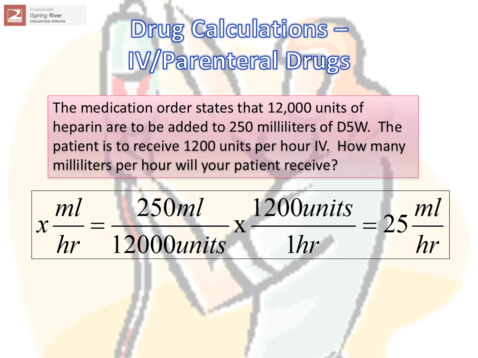So we're going to put units on top to cancel out. How many units? Go back to your problem. 1,200 units. That's the other place that has units. And what's connected to that? 1,200 units per hour, so 1 hour is connected to that. Our units cancel out. We end up with milliliters on top and hours on the bottom, so we know we're right. 250 times 1,200 divided by 12,000 is 25 milliliters per hour.